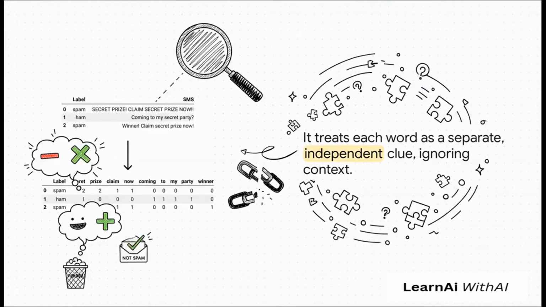So get this. The algorithm doesn't care that the phrase secret party is probably an invitation from a friend. It just sees the word secret and thinks, that's a point for the spam pile. Then it sees the word party and thinks, okay, that's a point for the not spam pile. It treats every single word like a separate clue, totally ignoring grammar, context, or the order they're in. It's a naive way to look at language, but it works shockingly well.